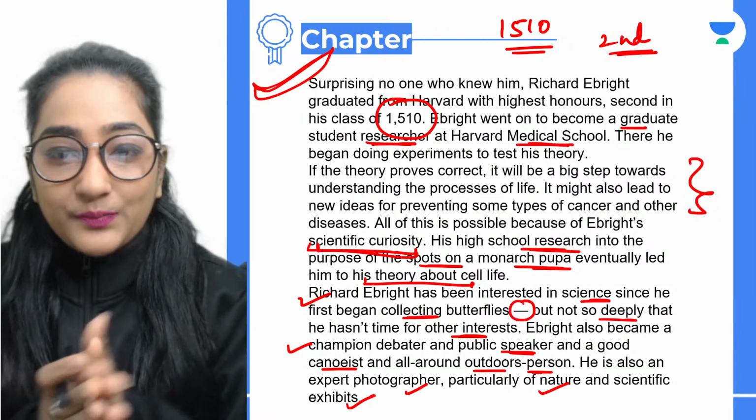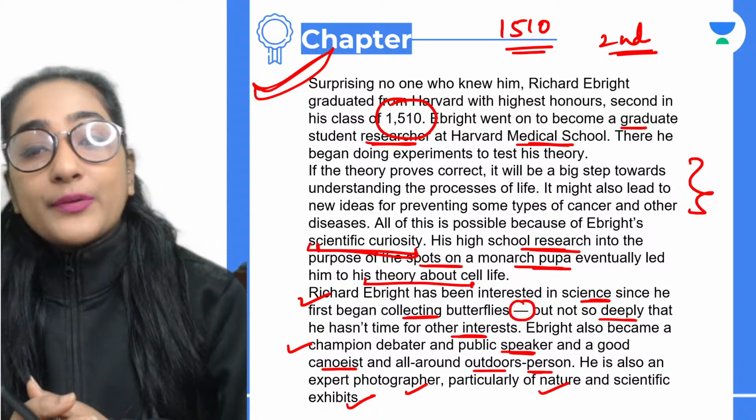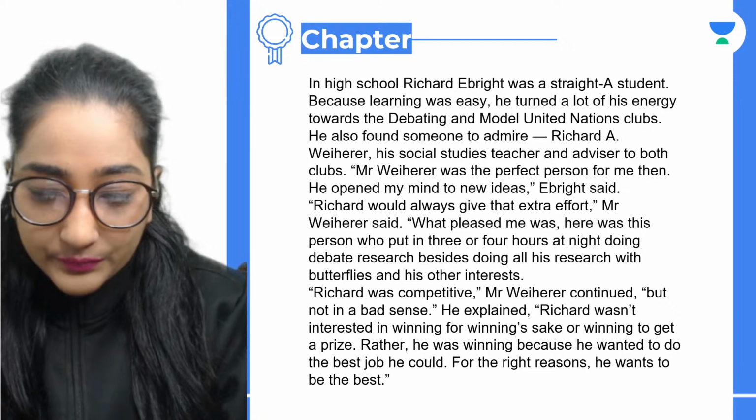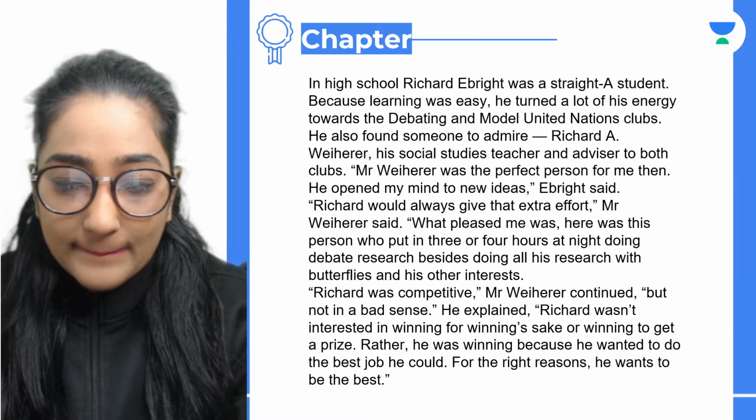And he's an expert photographer, particularly of nature and scientific exhibits. That is what we see. You know, his mother had given him what? His mother had given him a camera, right? Is that clear? He rows a boat. Right, Shrey, right. Okay. Yes.